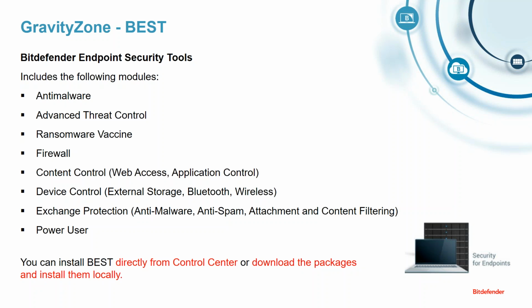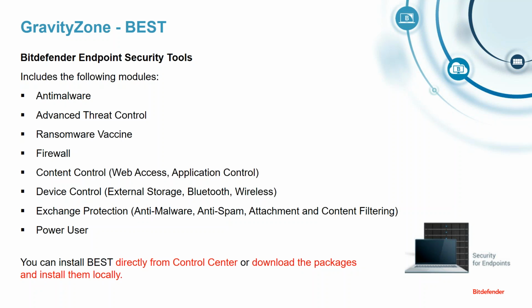The Advanced Threat Control, or ATC, and our ransomware vaccine are additional anti-malware mechanisms, and we'll discuss these three bullets in additional detail in the following slides. Firewall is a replacement for the Windows firewall. Content control includes application controls such as whitelisting, as well as the ability to block users from going to known phishing sites, and over 50 other web categories such as social networking sites, hacking sites, adult content, etc.